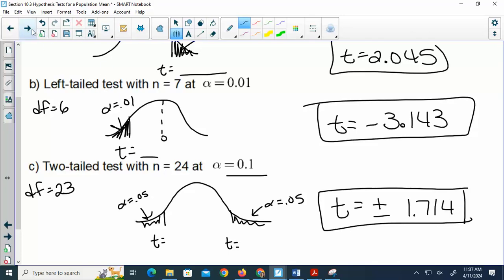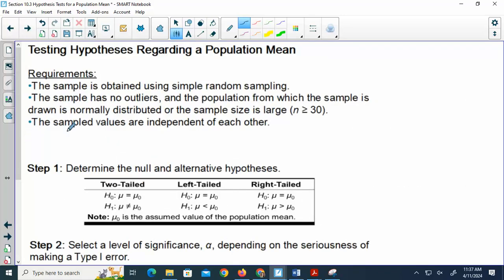All right, so our hypothesis testing. We have to have a simple random sample, which is normal. Normally what we do here, we can't have any outliers. It has to be normally distributed or greater than 30, so that's the main criteria that we'll check. And of course, they all have to be independent.